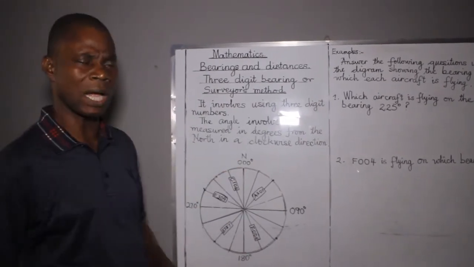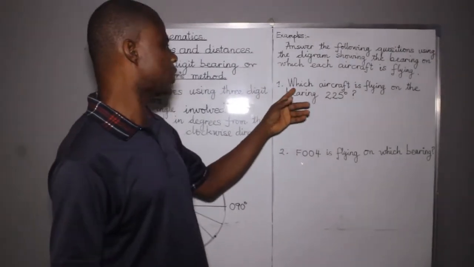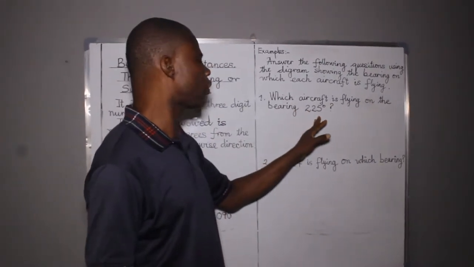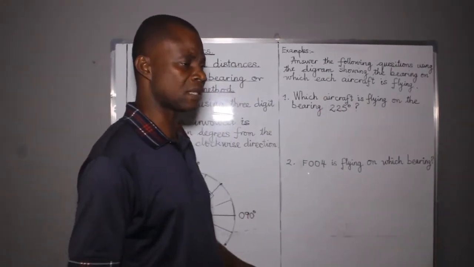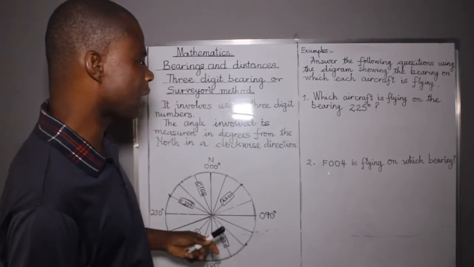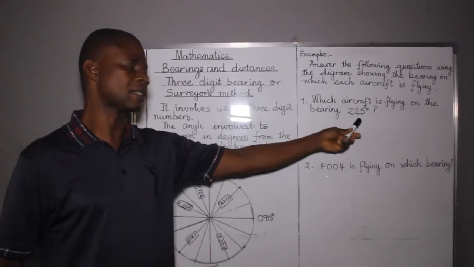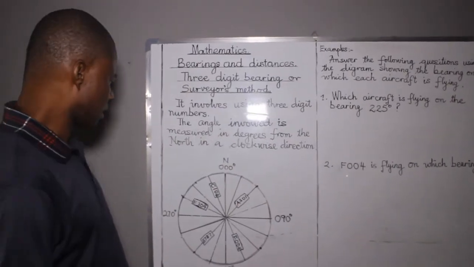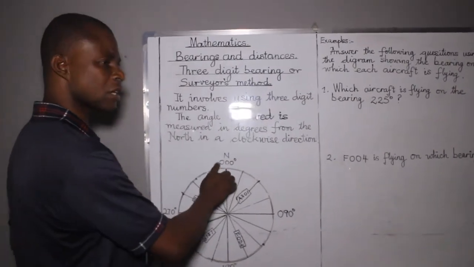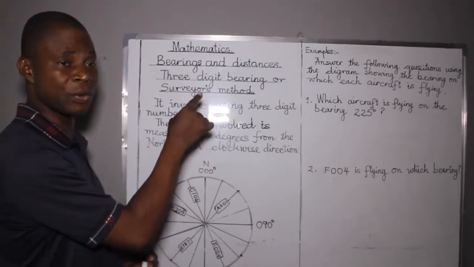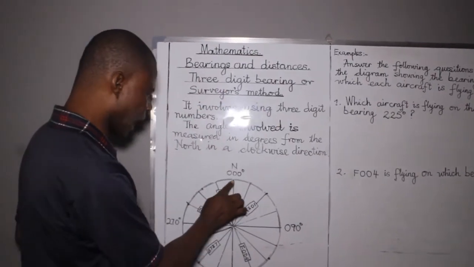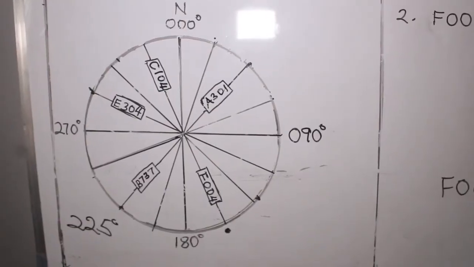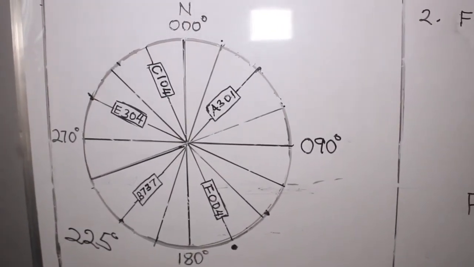Now let's take a look at the first question. Which aircraft is flying on the bearing 225 degrees? Which aircraft is flying on this bearing? Now taking a look at this, because we must always go clockwise under this 3-digit bearing, we have from here to here 90. Now let me put you through a little calculation.